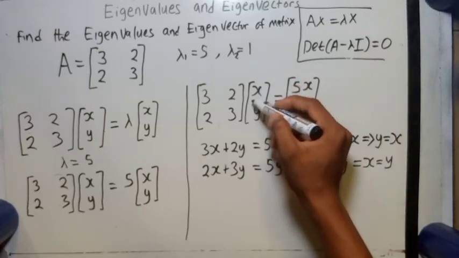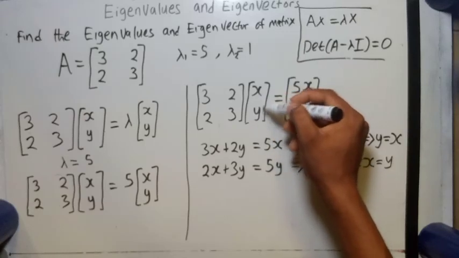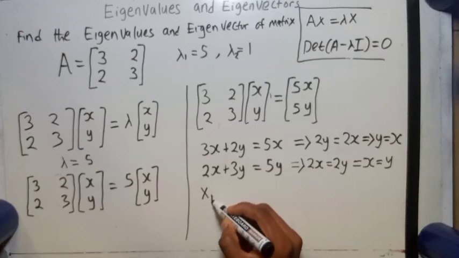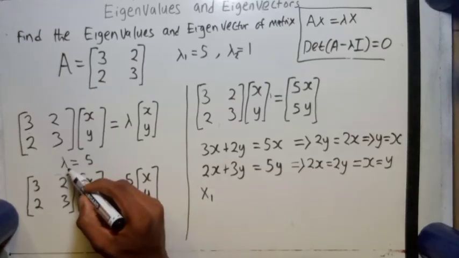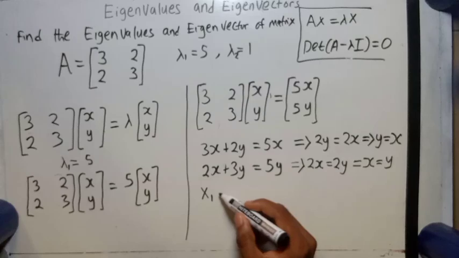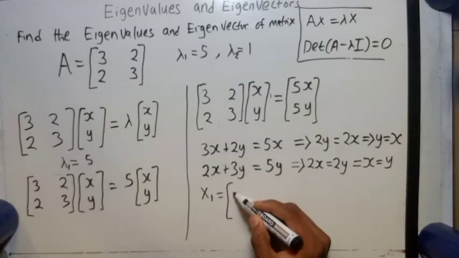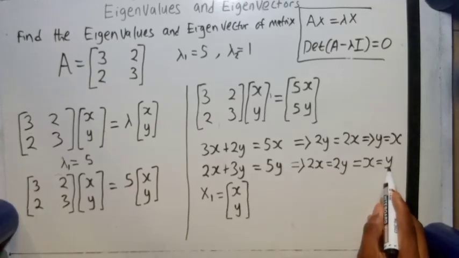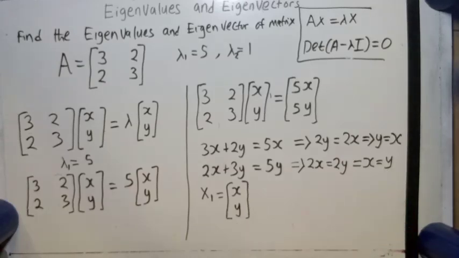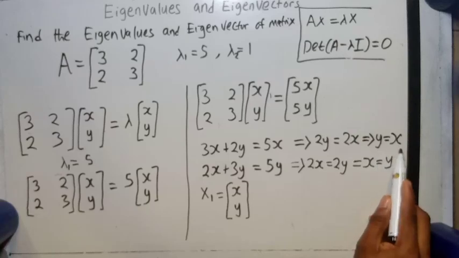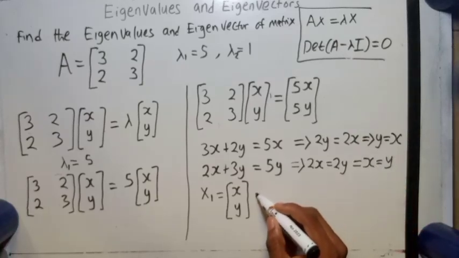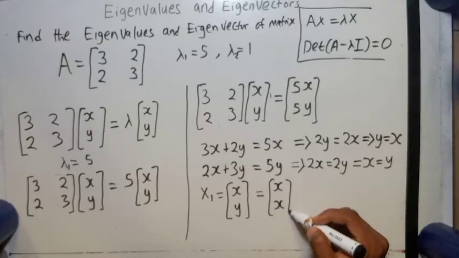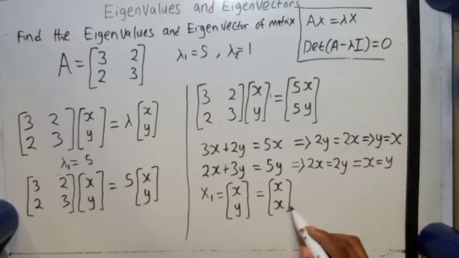Now you then go back to your eigenvector representation here. They then say that your x1, which is the first eigenvector for your first eigenvalue, is equal to your x and y as written here. But from what we have gotten, we are seeing that both x and y are the same. This is telling us that y is equal to x, and this is telling us that x is equal to y. So they are the same. So we can actually rewrite this to be x and x.